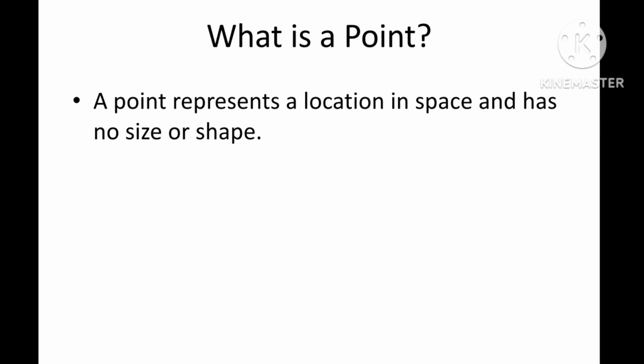At first, we see what is a point. A point represents a location in space and has no size or shape. So this is called a point. A point has no height and no length, that is, a point has no size and no shape, only location.